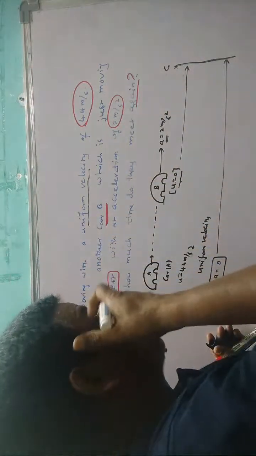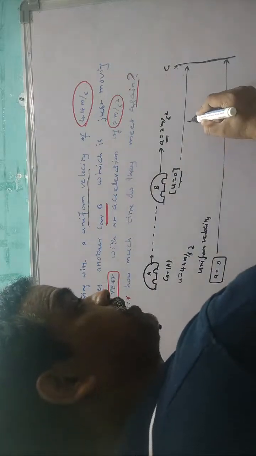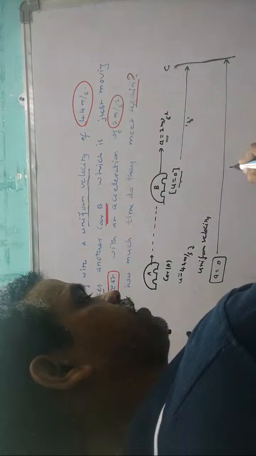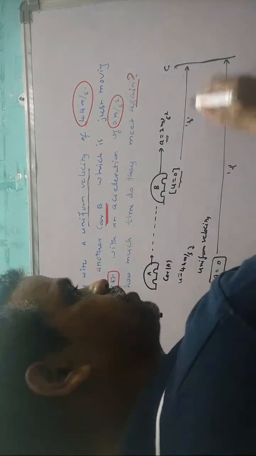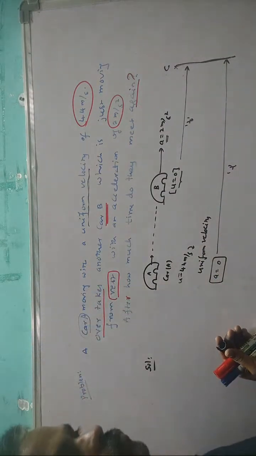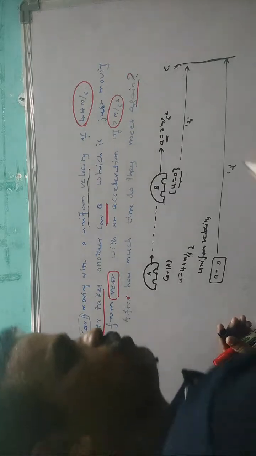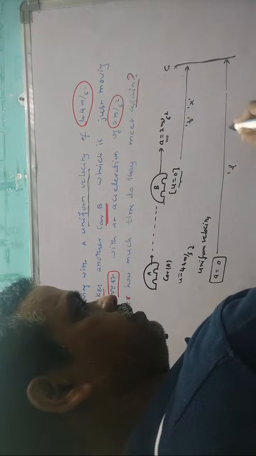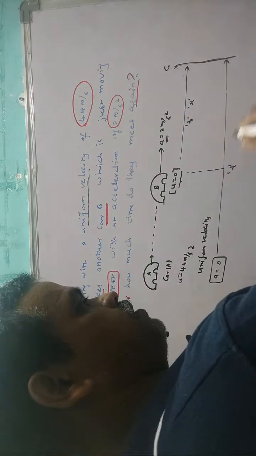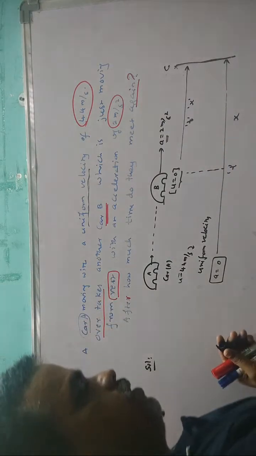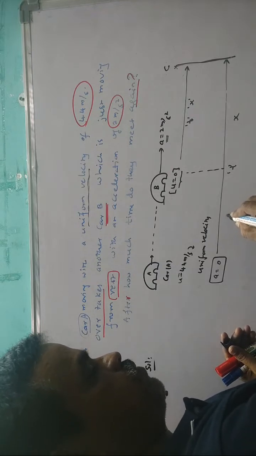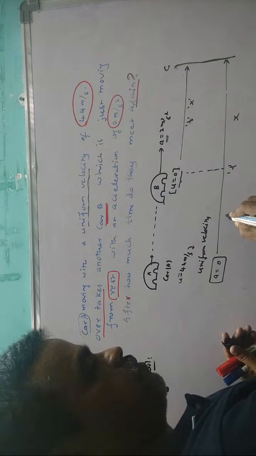So after how much time? For example, take t time. In t time only it has to travel from here to here. So how much distance? For example, take x. Up to here it is x. Then the remaining displacement, for example, this is h.